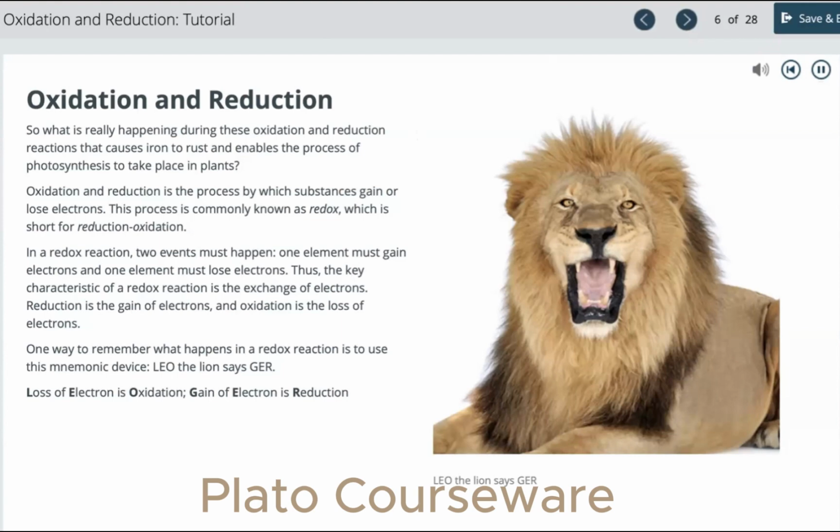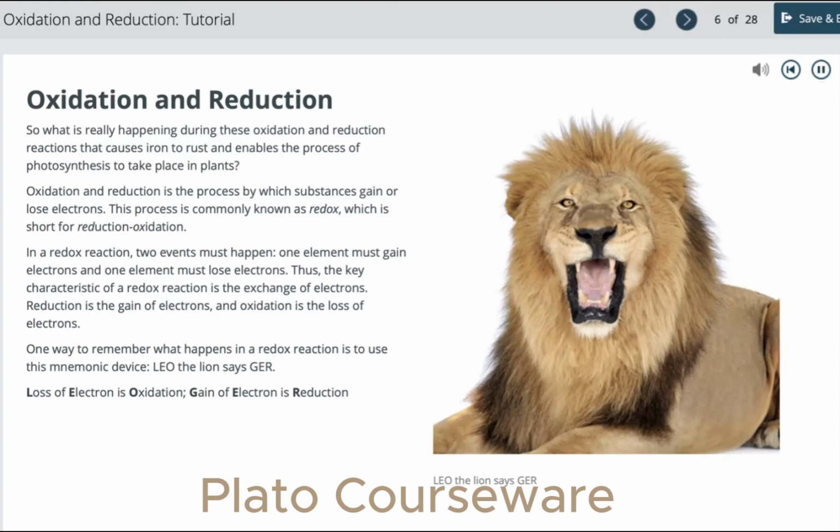In a redox reaction, two events must happen. One element must gain electrons and one element must lose electrons. Thus, the key characteristic of a redox reaction is the exchange of electrons. Reduction is the gain of electrons and oxidation is the loss of electrons.